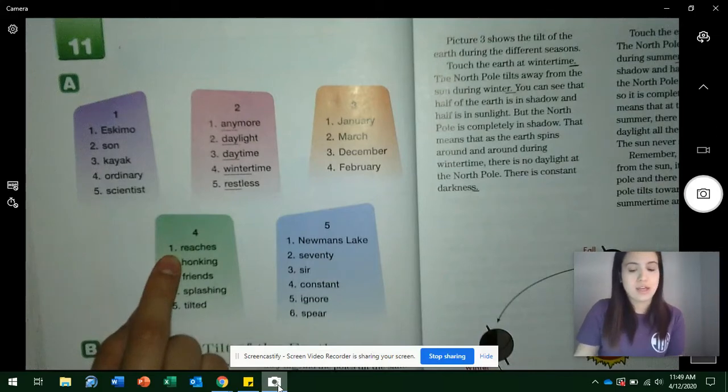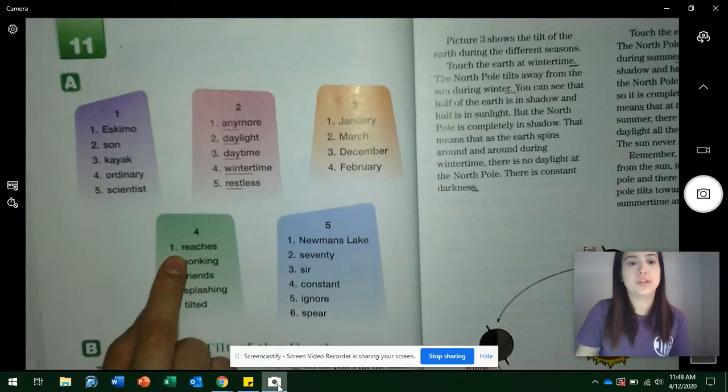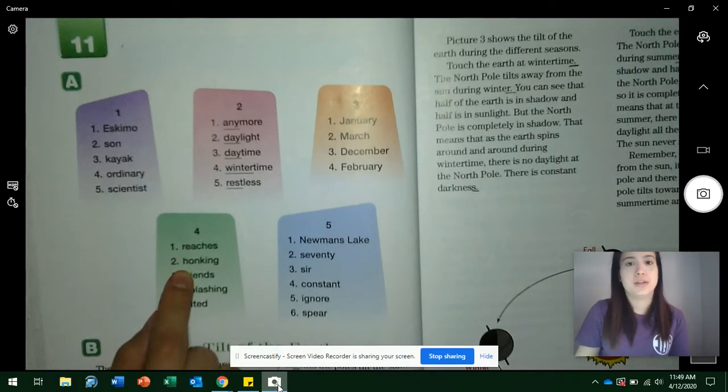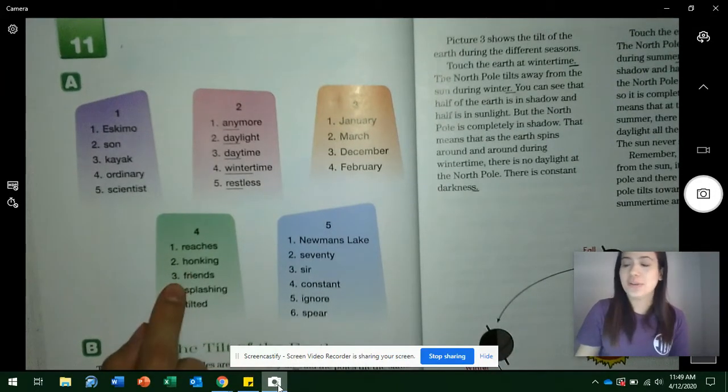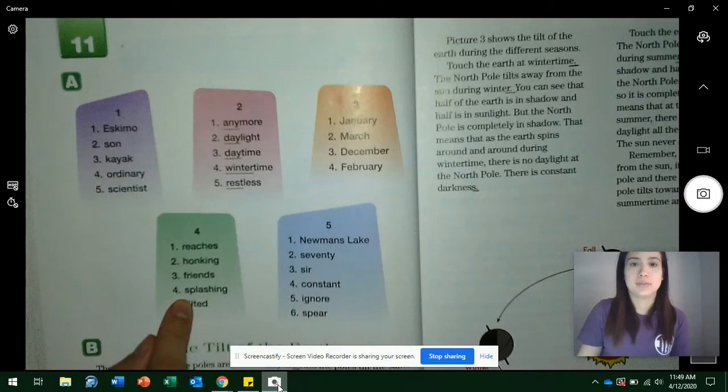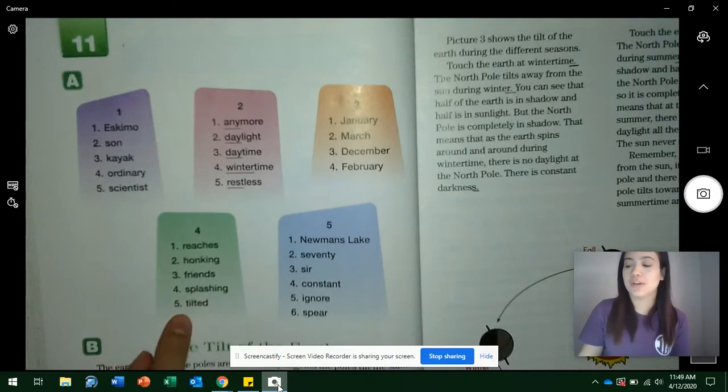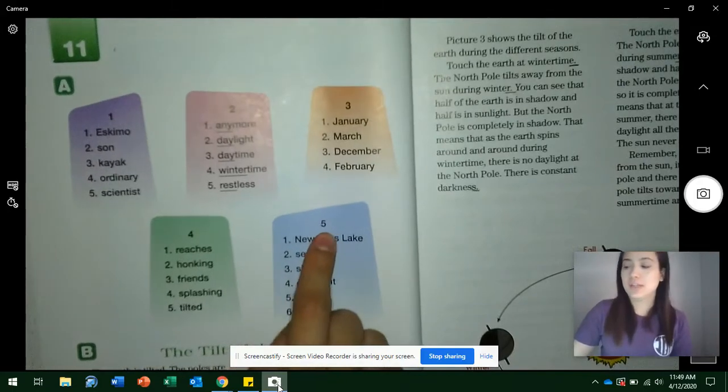Go ahead and point to column four. Are you ready? All these words have endings. Let's go ahead and read them. Word one. What word? Yes, reaches. Word two. What word? Yes, honking. Word three. What word? Yes, friends. Word four. What word? Yes, splashing. Word five. What word? Yes, tilted. Awesome.